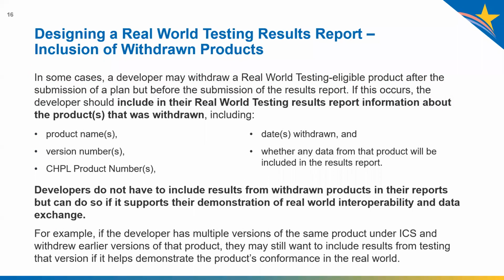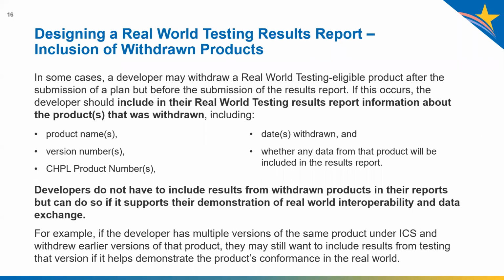All right, now we're going to touch a little bit on inclusion of withdrawn products, because this is sort of a deviation from what you planned on doing, right? Some developers in some cases may withdraw their real world testing eligible module before the submission of the results report, right? And so we have developers who want to know, well, what do we do if we withdraw before the results reports are due?